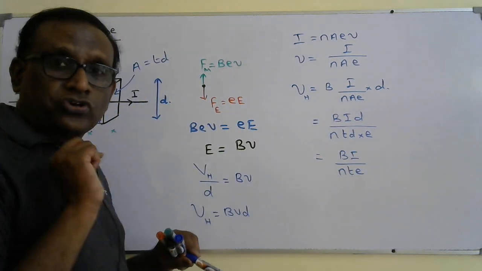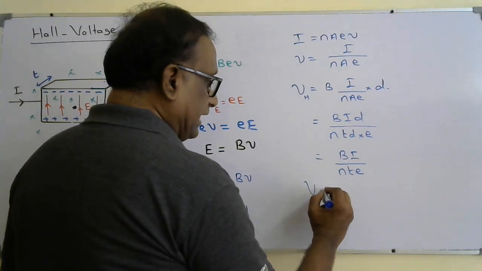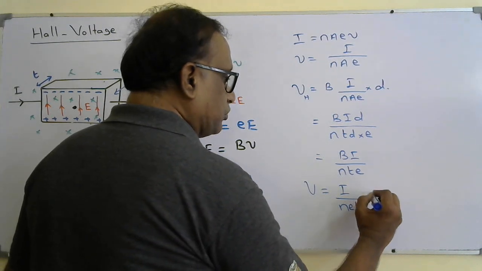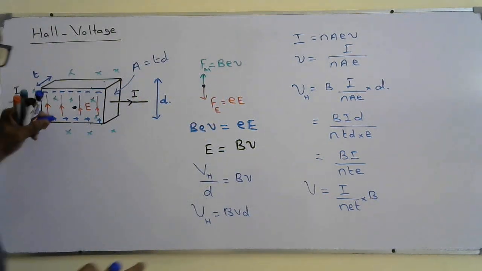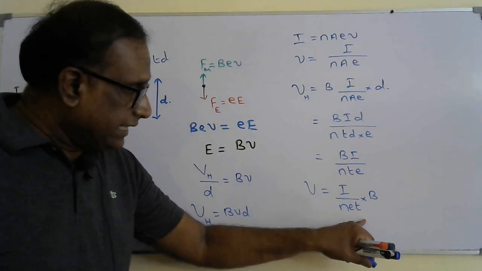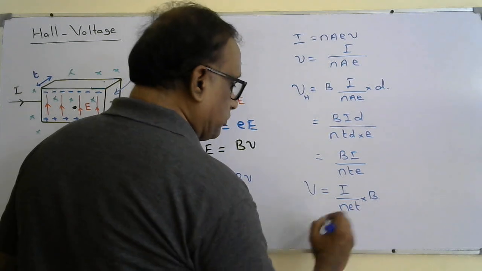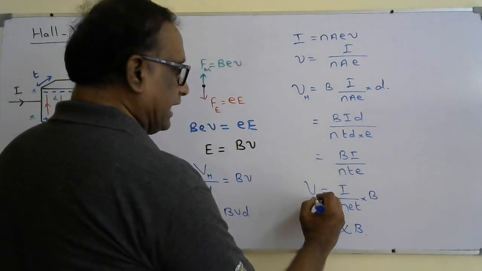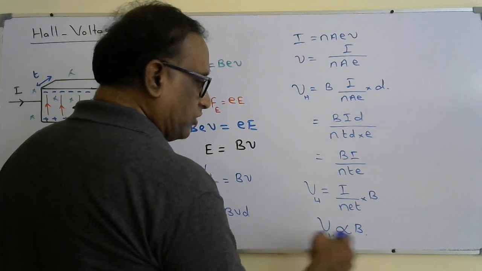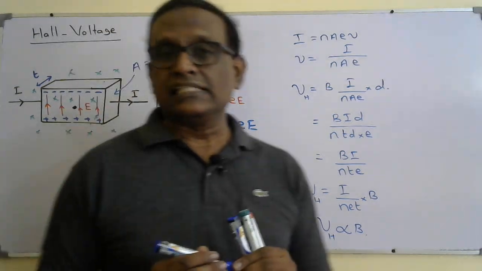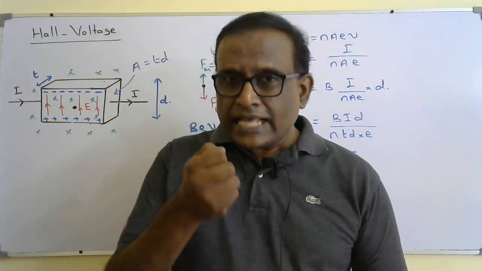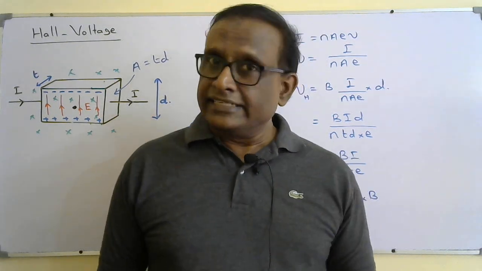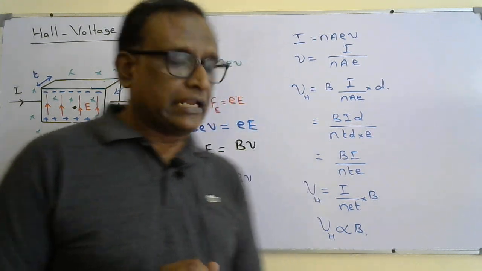If you keep the current flow in it constant, VH equal I over NTE into B. So if I keep the current constant on the metal, NTE is also constant, so I can say VH is proportional to B. So by measuring the Hall voltage, you can measure the magnetic field strength. So this is called a Hall probe. This is the apparatus we use to measure the magnetic field strength in a region. So you can calibrate it. Anyway, calibration is not in your syllabus.